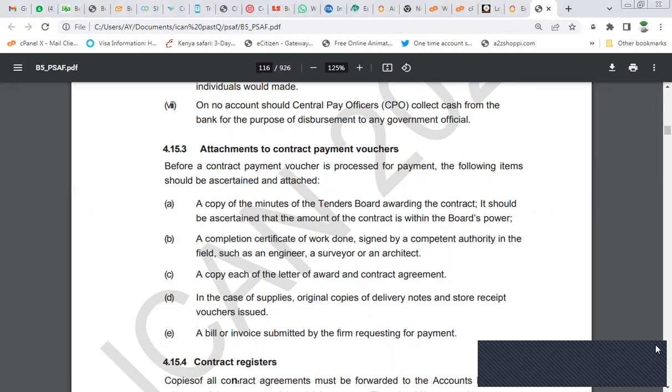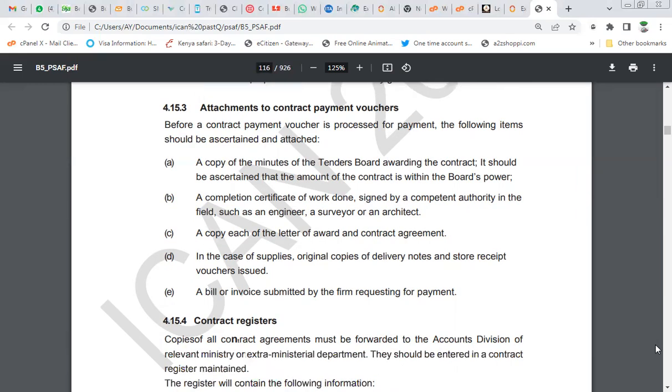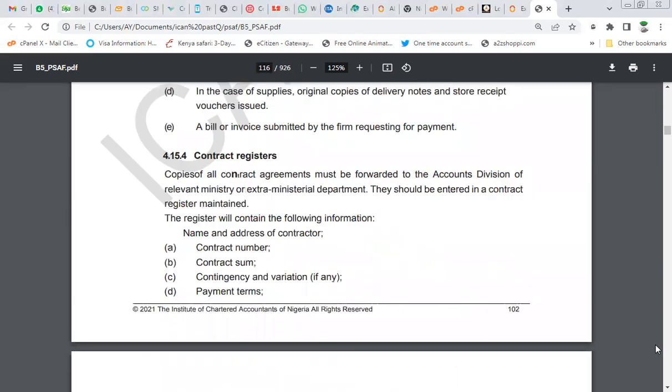The completion certificate of work done, signed by the competent authority in the field, such as an engineer, surveyor, or an architect, a copy each of the letter of award and contract agreement. In case of supplies, original copies of delivery notes and store receipt vouchers, a bill or invoice submitted by the firm requesting for payment. Now, let's go to the contract register.